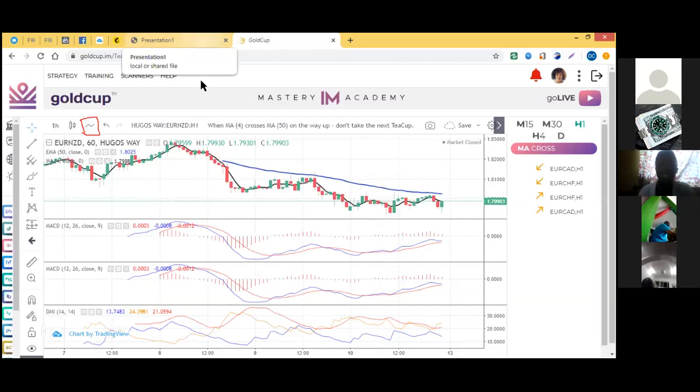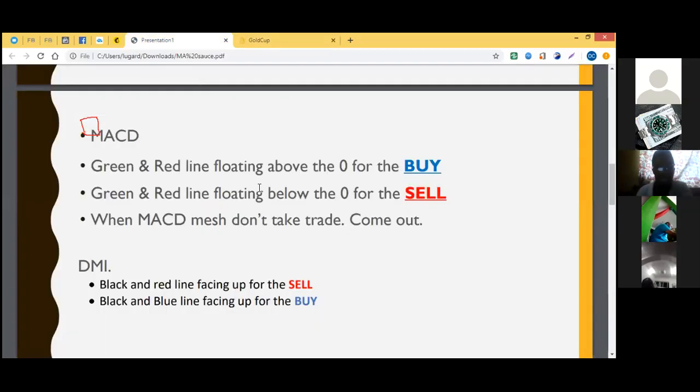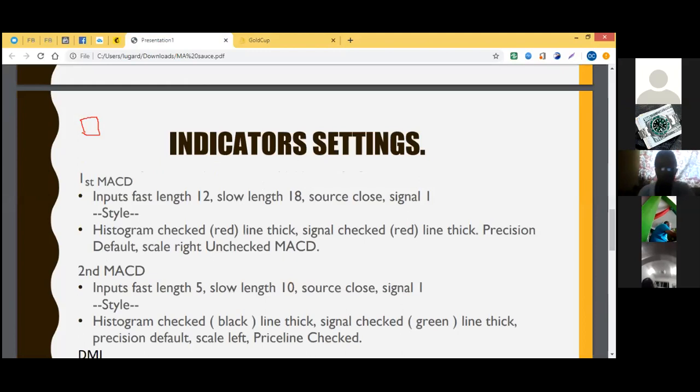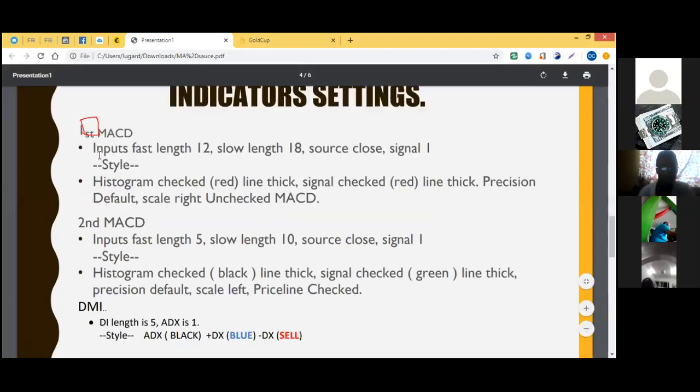As a matter of fact, you need to take a screenshot, okay? So the indicator settings for the first MACD, guys, this is it. It is 12, 18, and 1. For your input, it is 12, 18, and 1. So let me switch back and do that.